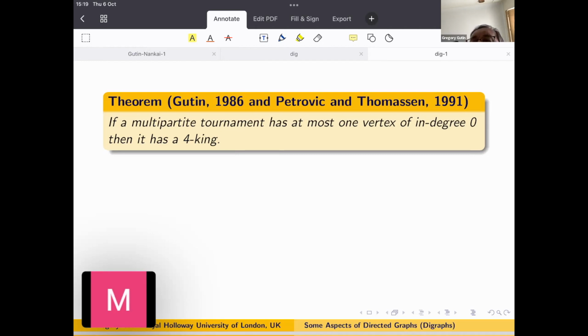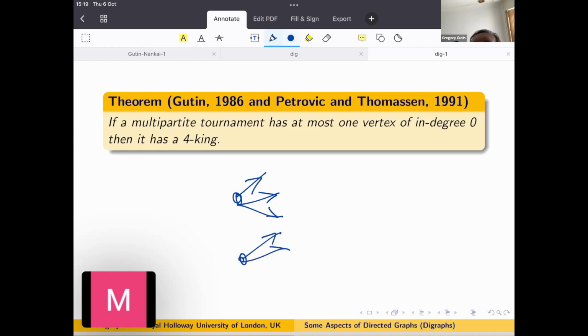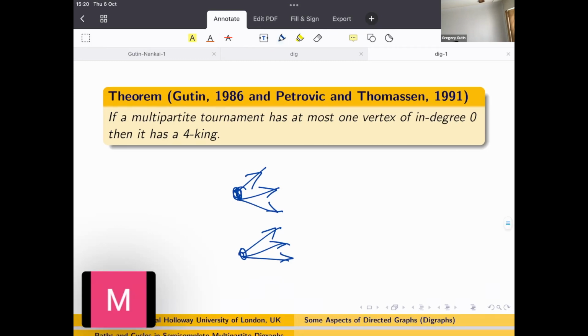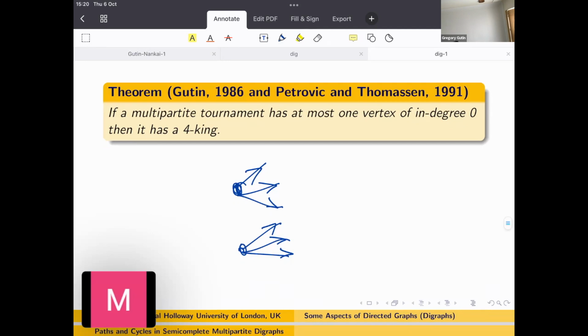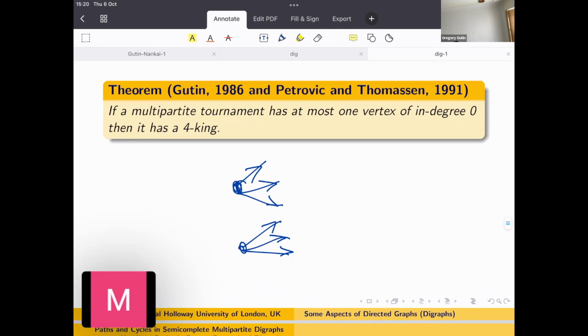So why do we need this condition of at most one vertex? Well, because if you have two vertices, say they are in the same part, in the same color, and all arcs go out of them, then of course you cannot reach one from the other. But if there is a possibility to reach somebody, it's at most four steps from one of the vertices, right? So that's the result. And it's amazing how Petrovich and Thomas discovered this independently.